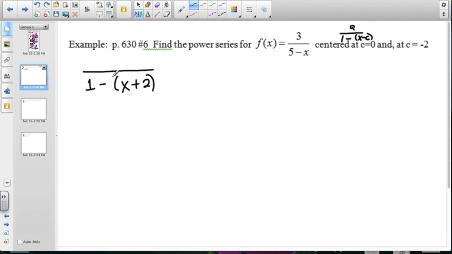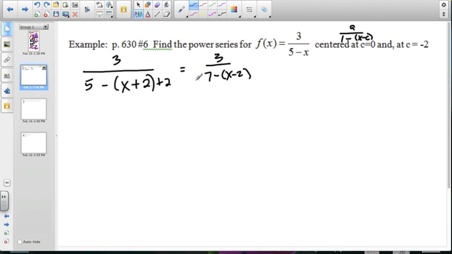So the way I like to start out is just saying put the 5 here, put the 3 here, since that's what you see right here. We know we have a minus x, and we got it, but we also have a minus 2. So we need to add 2. So that really makes this then 3 over 7 minus x minus 2.